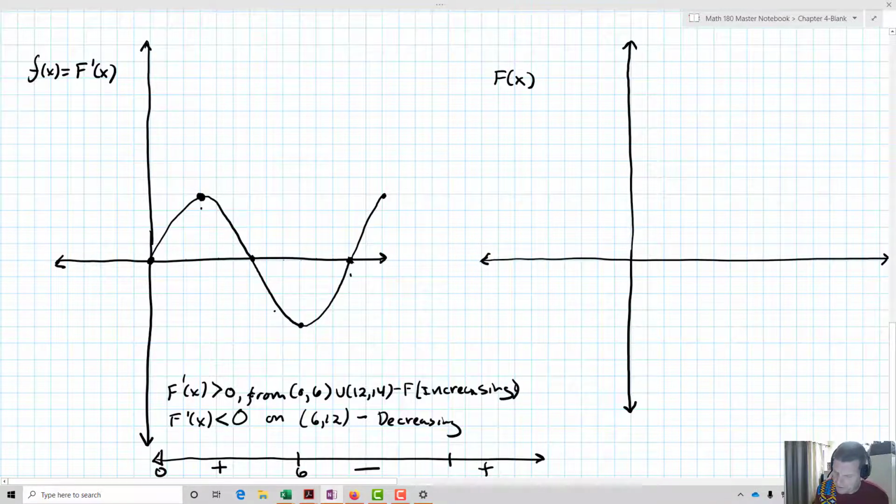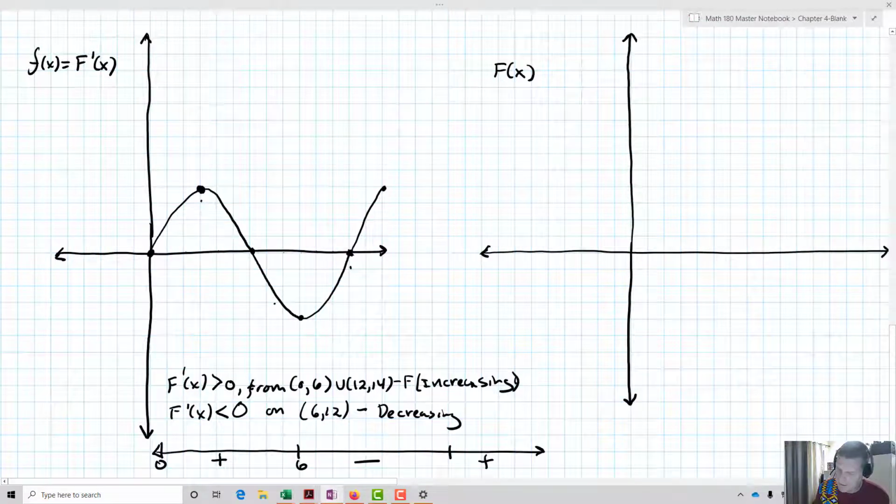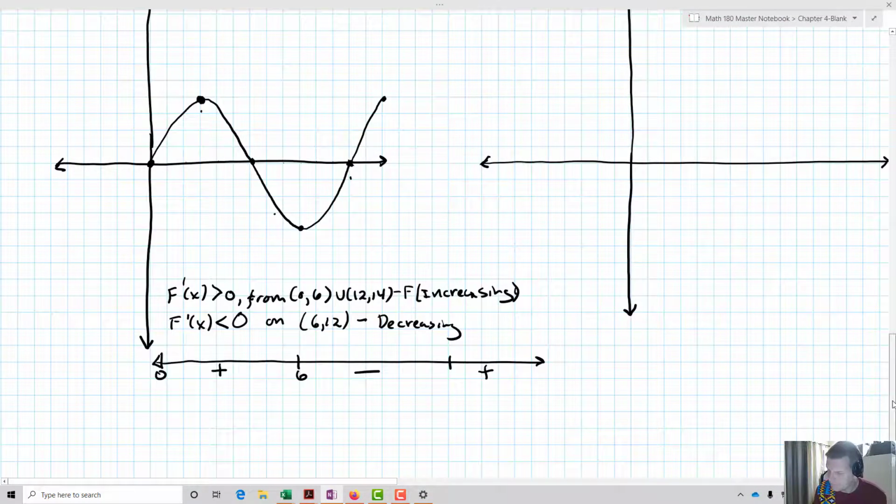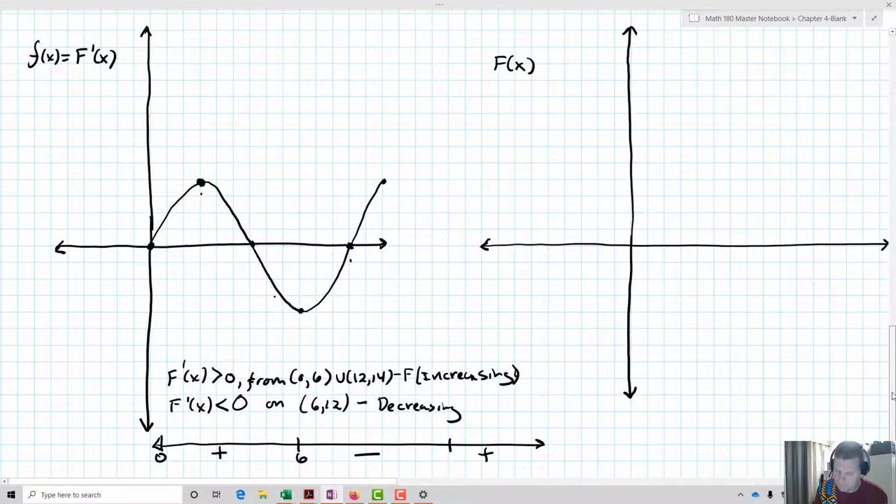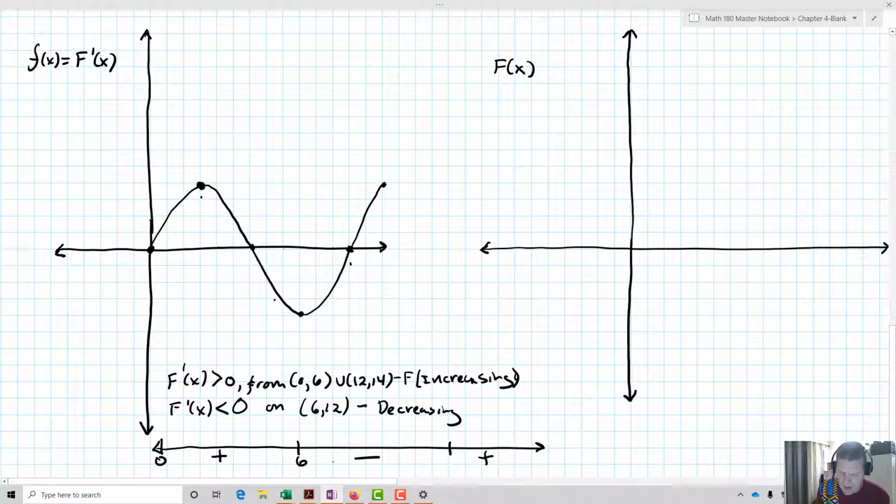And so if I look at this, what that means for me is that we go from increasing to decreasing. Okay, so that means that 6 is a relative maximum, or a local maximum. And then we're going to go from decreasing to increasing at 12. So that means that 12 is a relative minimum.